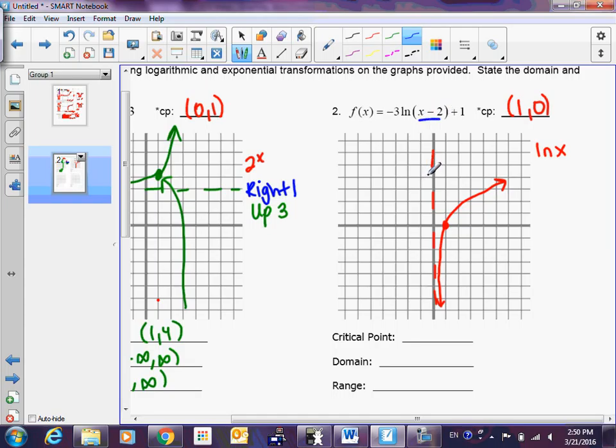So we start right here with x minus 2. So what transformation would that be? Right 2, yeah. Right 2. So let's move the vertical asymptote right 2, and let's move the point right 2.